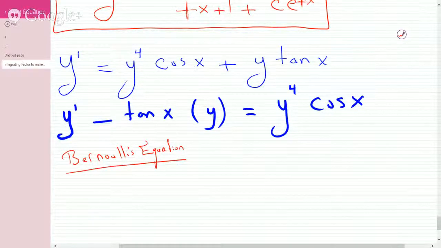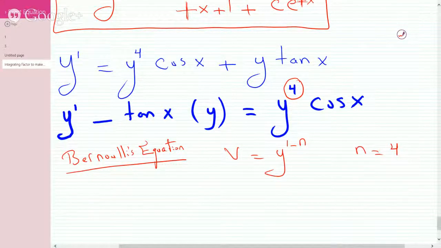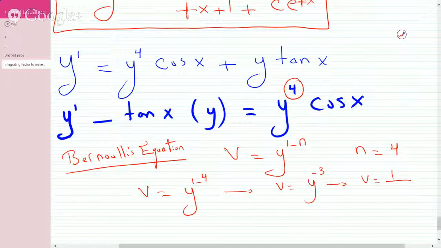And you remember what Bernoulli's equation is saying? It's saying make the transformation from u to v such that v is equal y to the 1 minus n, where n is the power on the y on the right hand side. So in this case, n is 4. So then we're going to make the transformation of v being y to 1 minus 4. So that means v equals y to the minus 3, which means v equals 1 over y cubed.